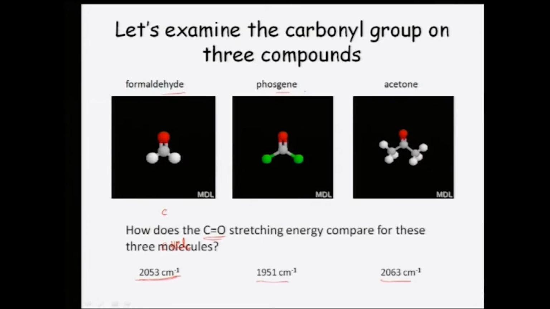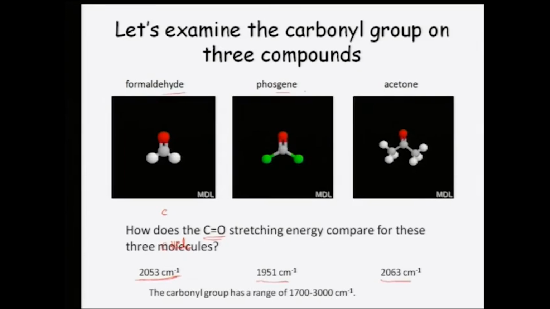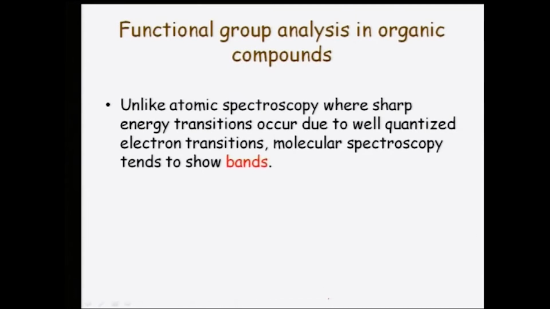So that means depending on the structure, formaldehyde, phosgene or acetone, the CO bond stretching energy will change. That's understandable because the environment is changing. The type of atoms present near these CO bonds changes the stretching energy. So a carbonyl group normally has energies between 1700 and 3000 centimeter inverse. Now one can analyze different functional groups in organic compounds. Unlike atomic spectroscopy, where sharp energy transitions occur due to well contrasted electron transitions, molecular spectroscopy tends to show bands.